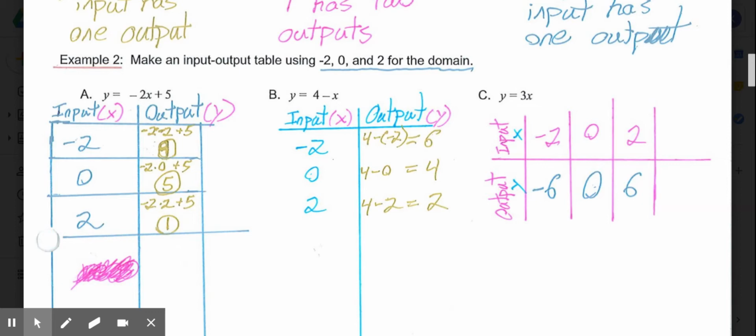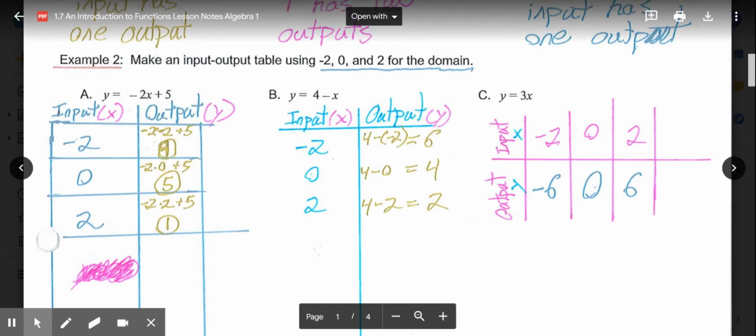So we are going to create our input-output table. I just did a simple vertical table. And then we are putting in these three values. So a -2, a 0, and a 2. We are going to put those in for x into this equation to find out what the output of y is. So we would have first the input of -2.